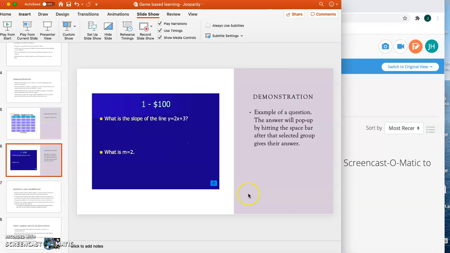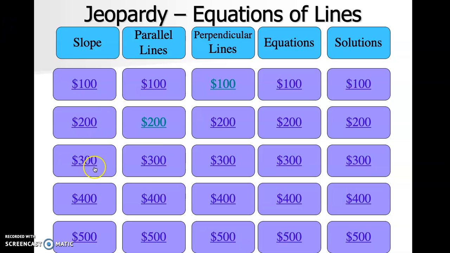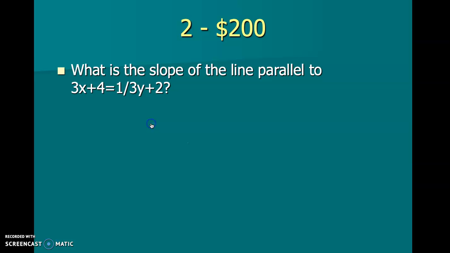So for example, here is the home screen. If I chose parallel lines for $200, this is what the question would look like. What is the slope of the line parallel to 3x plus 4 equals 1/3 y plus 2? Once students worked that out and found the slope, they raise their hand and tell me the answer, and if I hit the space bar, then the answer, m equals 9, would show up. There is a little home button down here that you can press as well.